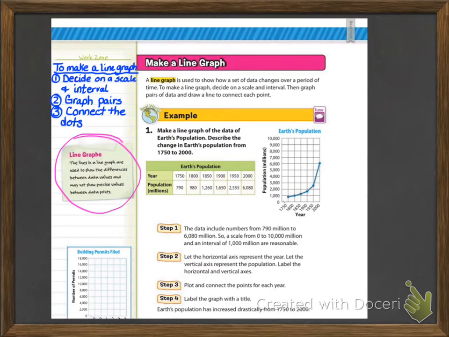So one thing I want to point out is this part right over here that I just circled, where it says line graphs on that little sticky on the side. It says here, the lines in a line graph are used to show the differences between data values and may not show precise values between data points.